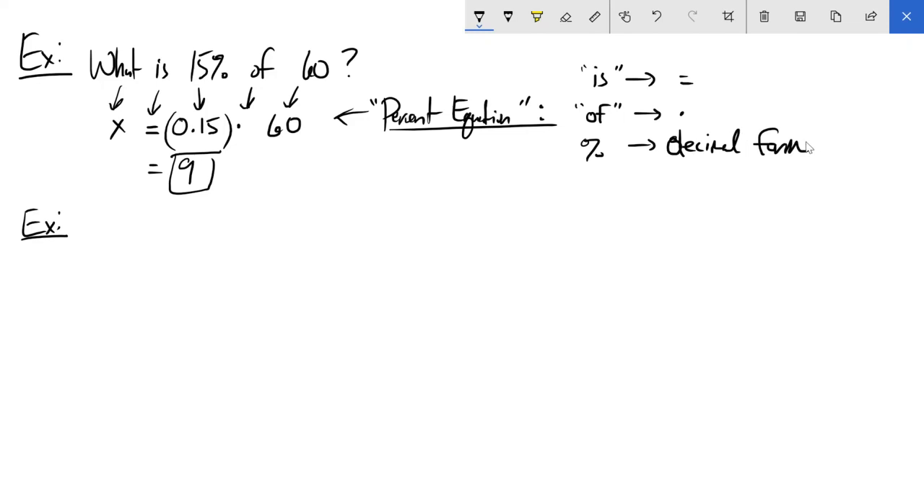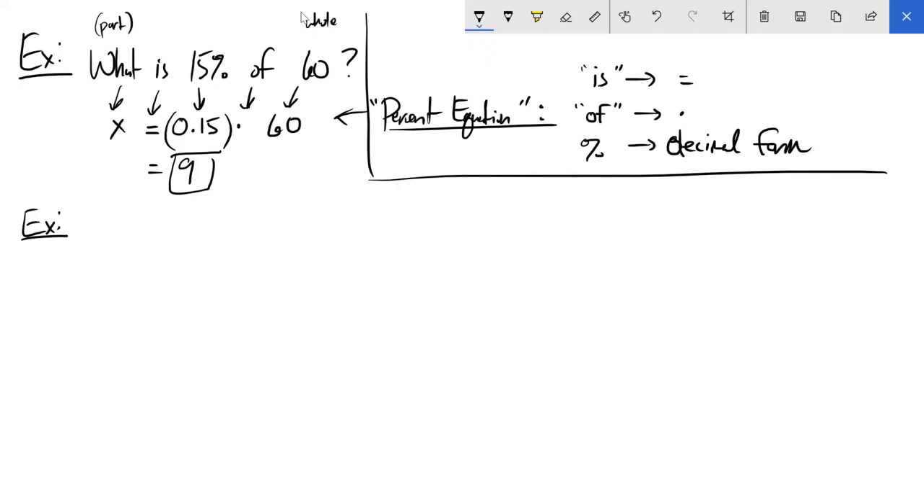And so this is how we're going to approach finding percentages. Sometimes this is thought of as the part, and 60 would be thought of as the whole, right? You're trying to find a part of a whole, and it's a certain percentage. Okay, so we'll do another one.